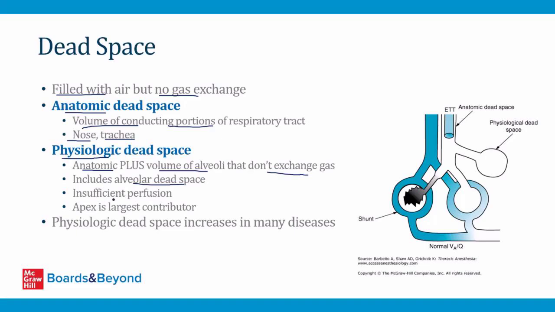These are basically areas of the lung with insufficient perfusion of blood, so even though they're alveoli, they are gas exchange units, they don't have enough perfusion to participate in gas exchange. And the apex of the lung, the top portion of the lung, receives relatively little blood flow, so this is the largest contributor to the physiologic dead space. And so your anatomic dead space is essentially fixed based on the size of your body, but the physiologic dead space goes up and down in many disease states.